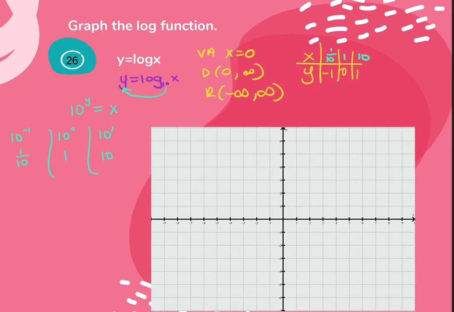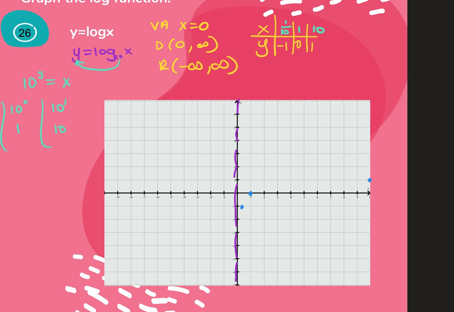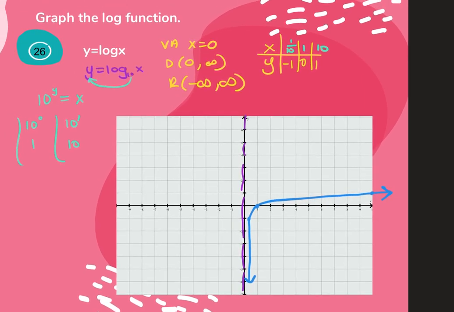Now I've got a vertical asymptote at x equals 0. I've got a point at 1/10 and negative 1, 1, 0, and 10, 1. And then my x-intercept is the middle point on my t-chart, or from my graph, 1, 0.